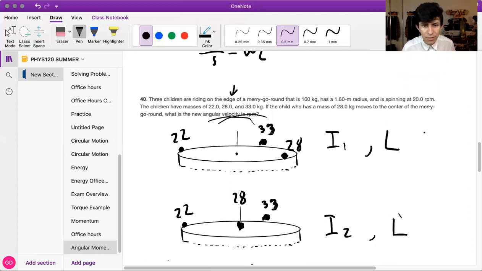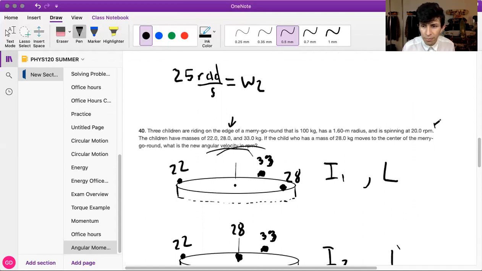And so let's see. They give us a few pieces of information. They tell us RPM, this is your omega right here. And that's all the information we're given. So let's write that down. Omega is equal to 20 RPM. And the question is asking, after that child goes into the center, what is the new angular velocity in RPM? So we're trying to find omega, or the angular velocity for this case, the second case.